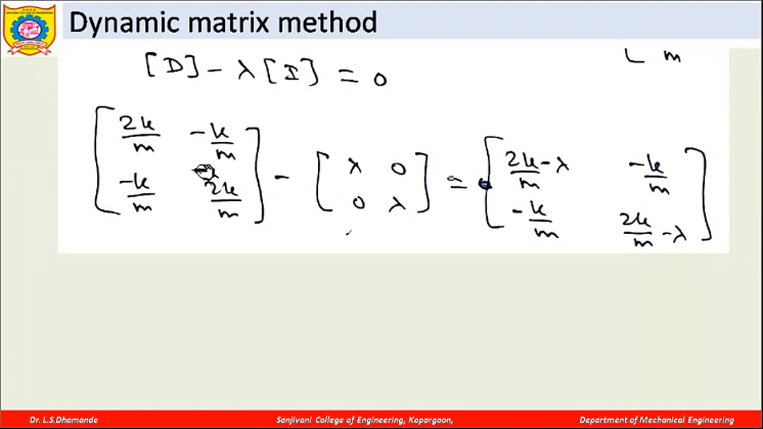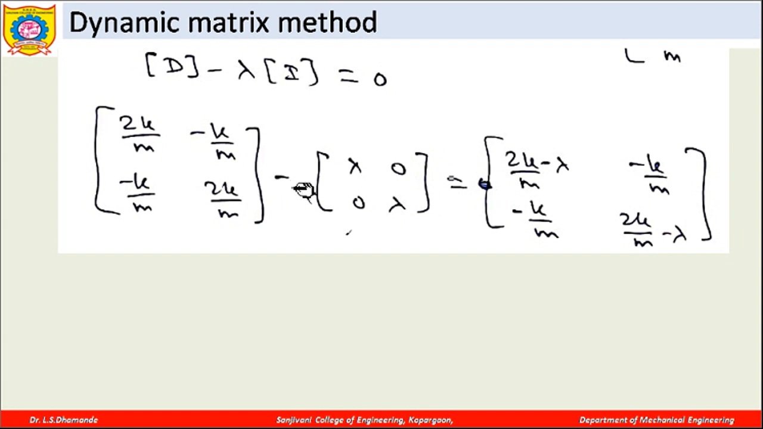So the D matrix, which we calculated in the previous slides, is written here: 2k by m, minus k by m, minus k by m, and 2k by m. These are the four elements of this matrix. Minus lambda into I. I is nothing but the unity matrix, that is 1 0, 0 1. Lambda is multiplied inside this unit matrix, so it becomes lambda 0 0 lambda.